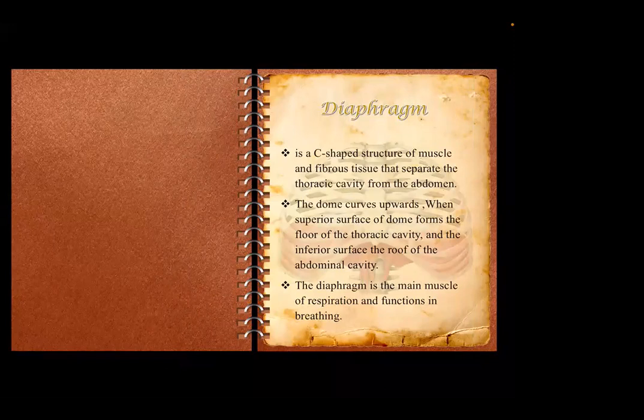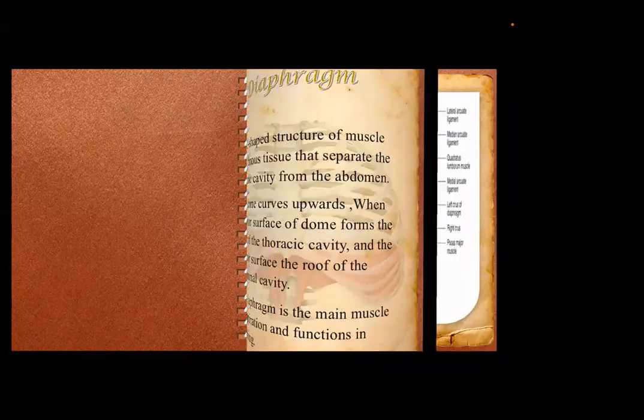It's a C-shaped structure of muscle and fibrous tissue that separates the thoracic cavity from the abdomen. The dome curves upwards; the superior surface of the dome forms the floor of the thoracic cavity and the inferior surface, the roof of the abdominal cavity. The diaphragm is the main muscle of respiration and functions in breathing.